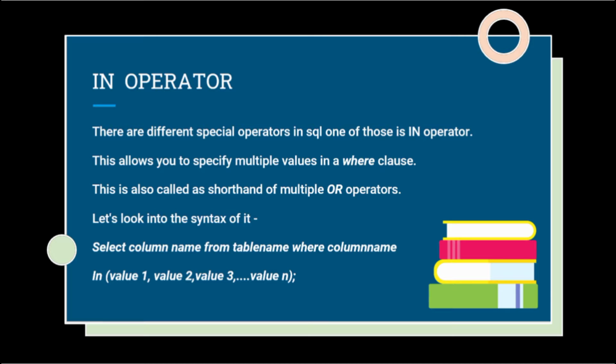As we all know, we have many special operators in SQL, and IN is one of those. This allows you to specify multiple values in a where clause. So it is nothing but, whenever you have many OR conditions in a where clause, we can simply specify it as IN. So let's look into the syntax of it. Select column name from table name where column name IN value 1, value 2 and so on. So it is nothing but you are saying to compare the column with more than one value.